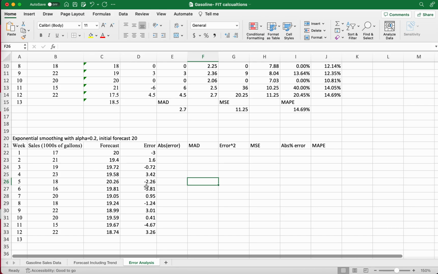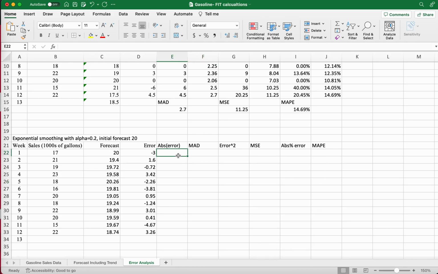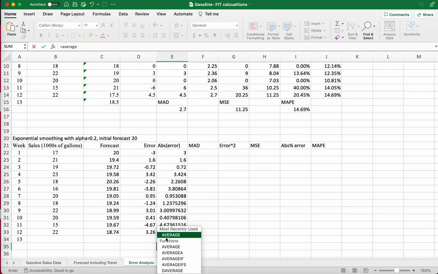And similar to what I did before, I can calculate my absolute error values, mean absolute deviation, squared error values, mean squared error, absolute percentage error, and MAPE. So let's go through that process quickly, and then I'll end the video here once we do the comparison. So absolute error is the same, so just say absolute value of error. There you go, the absolute value of error, right? So once you have that, you can calculate MAD, which is the average.